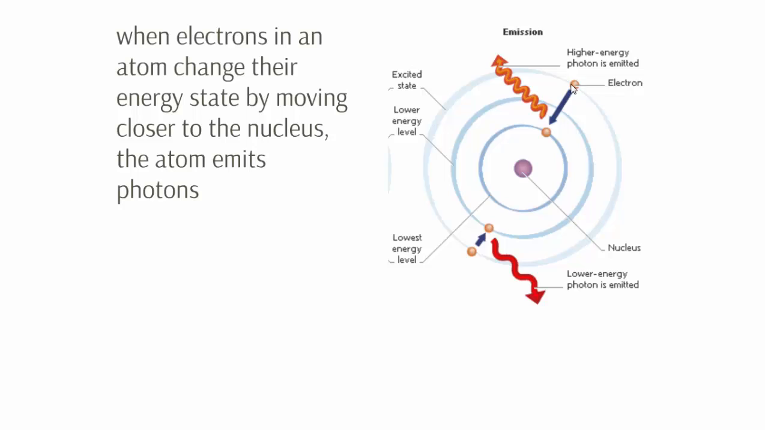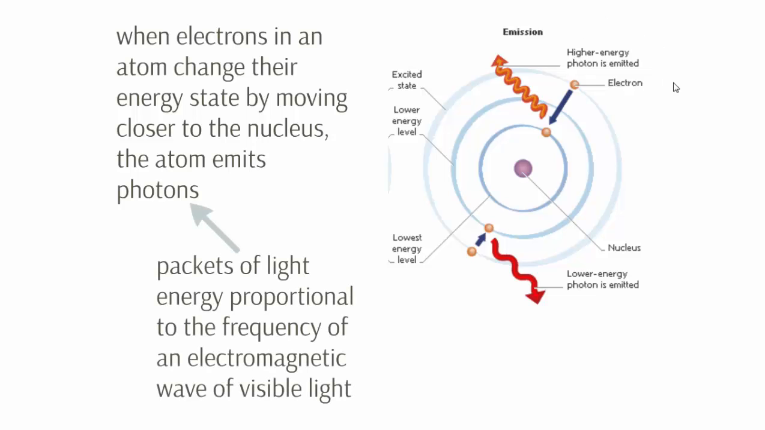So if you have an electron here on this energy level and it wants to go down to a lower energy level, it's going to give off energy, because here it had more energy than it needs, so it needs to get rid of that. And in this case, that energy would be emitted by a photon, which is basically a little packet of light energy, and it's proportional to the frequency of an electromagnetic wave of visible light. So basically, it's like a little flash. Light energy would look like a little flash of light. So when an electron goes from a higher energy level to a lower energy level, that energy is given off in the form of a little flash of light. That is what a photon means.